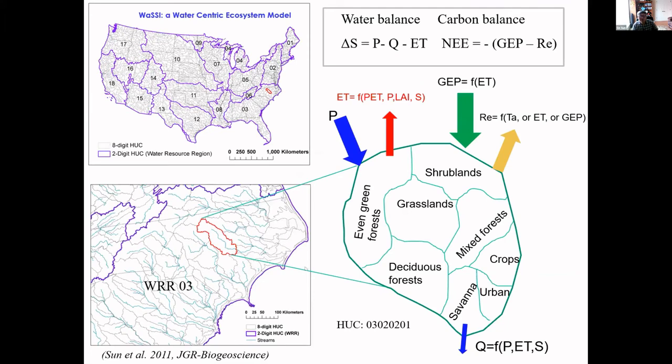So this is the structure of the model. You can see we developed a very simple model, but we're trying to take advantage of AmeriFlux data, relating evapotranspiration to PET, precipitation, leaf area index, and soil moisture. Soil moisture content is modeled by a soil water balance model. So we link GPP with ET as a linear function. This morning we talked a lot about the separation of E and T, which is probably very useful to improve our model.